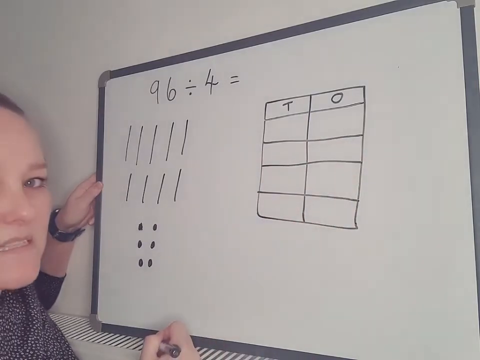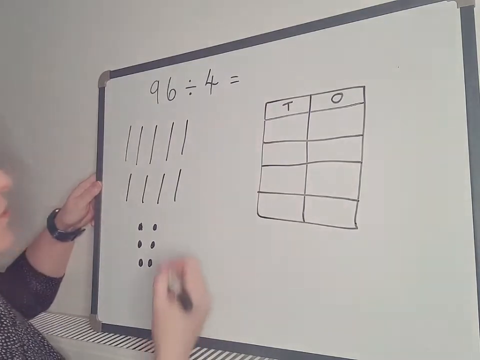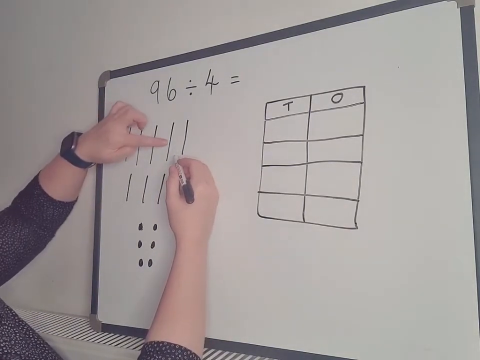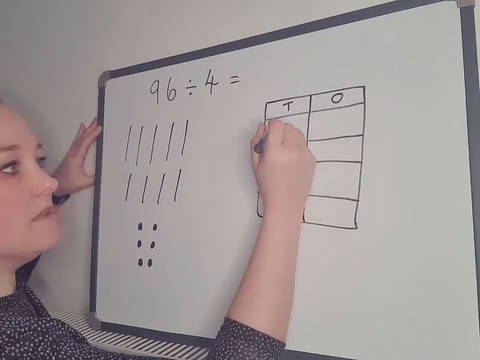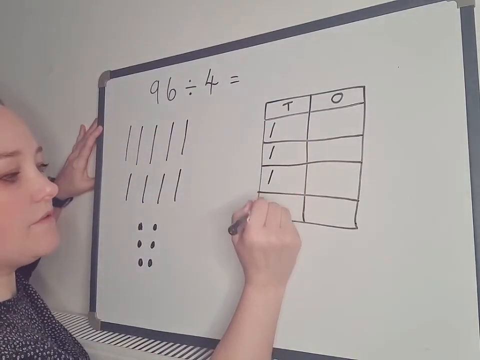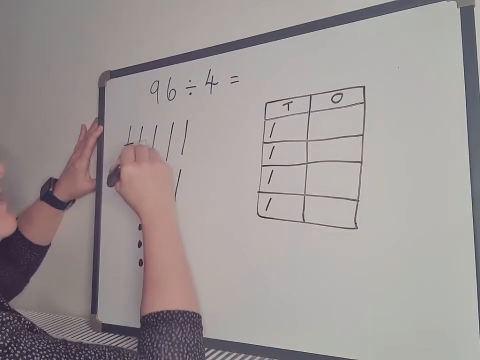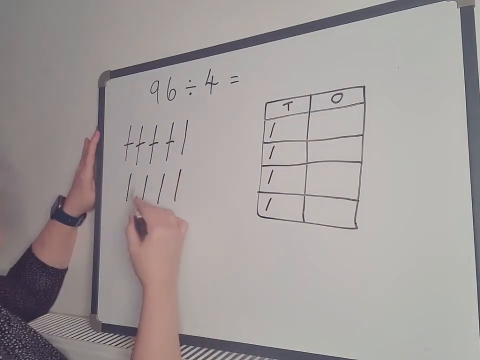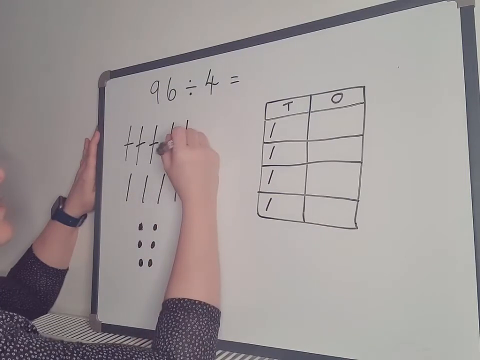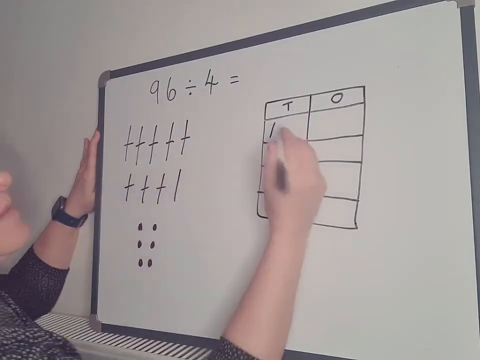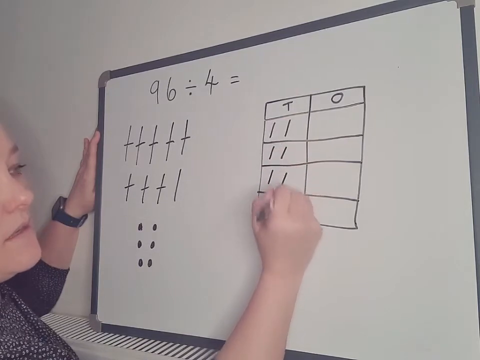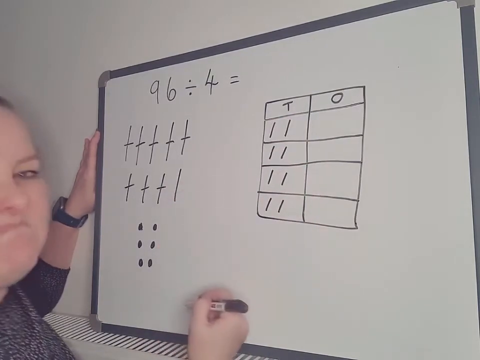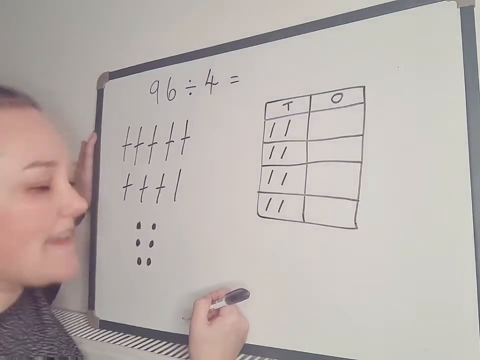Right, let's share out our tens first of all. So 1, 2, 3, 4. So we can get at least 1 in each one. 1, 2, 3, 4. Cross them out. All right, how many more tens have we got? 1, 2, 3, 4. Oh, we've got another one, so we can put another one in each box. Okay, can we do another one? Oh, we've only got 1 ten left.